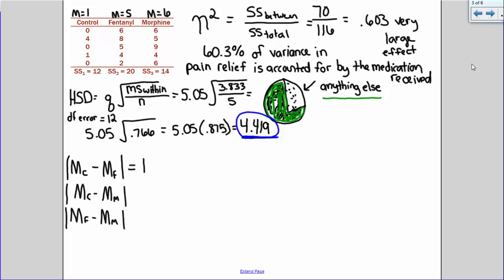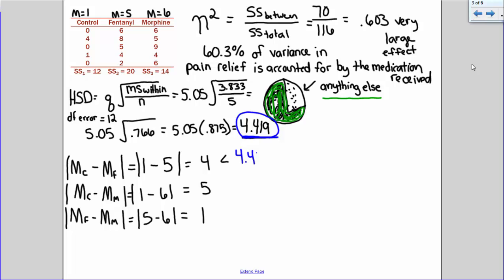So the mean for the control group is 1, the mean for the fentanyl group is 5, and we're looking at a difference of 4. The mean for the control group is 1, the mean for the morphine group is 6, absolute difference of 5. And the mean for the fentanyl group is 5, the mean for the morphine group is 6, absolute difference of 1. Well, this is less than 4.419. So this is not a significant difference with an alpha level of 0.01.